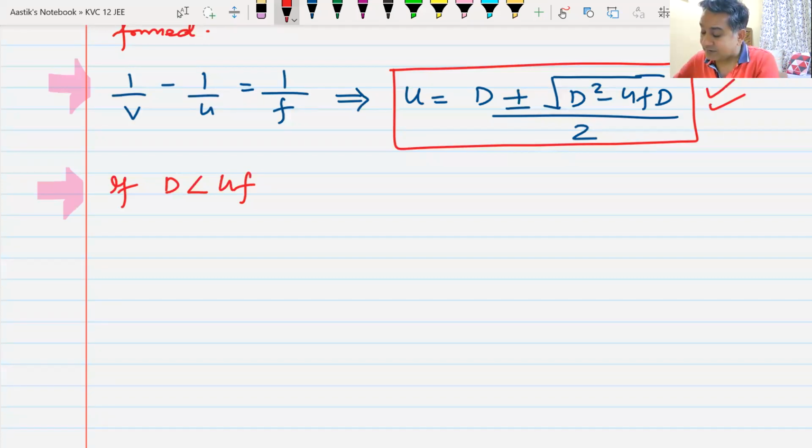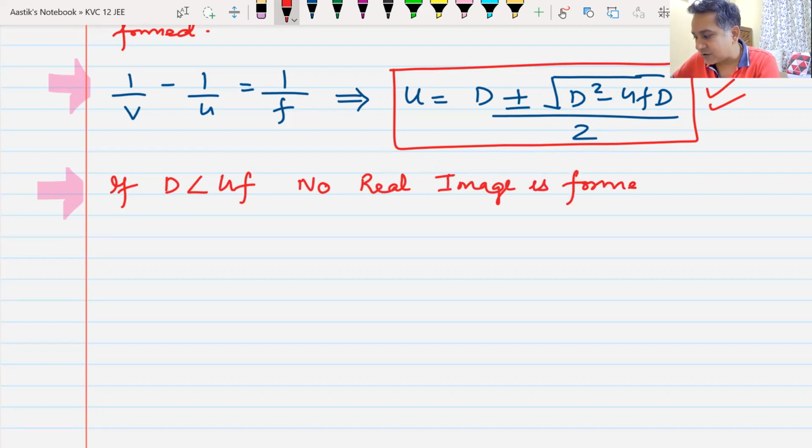If D is less than 4F, no real image is formed. Remember this. These are the conclusions that we can draw from this displacement method. If D is less than 4F, no real image is formed for whatever position of the lens that we move. If D is equal to 4F, I hope everyone is noting it down.